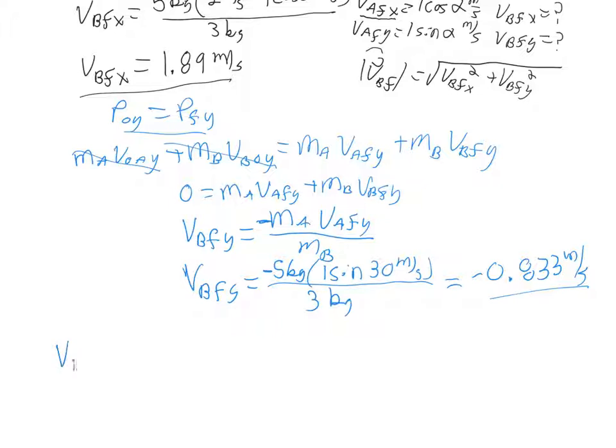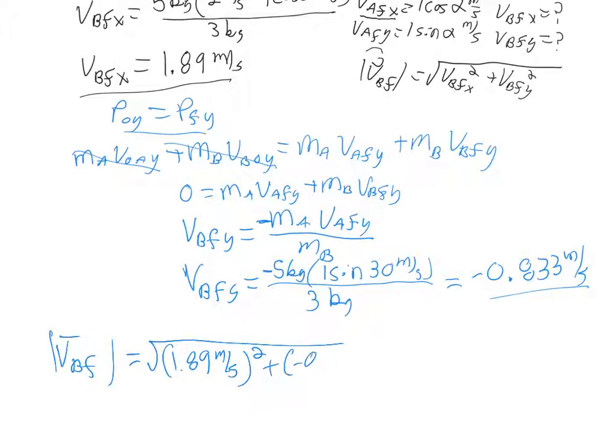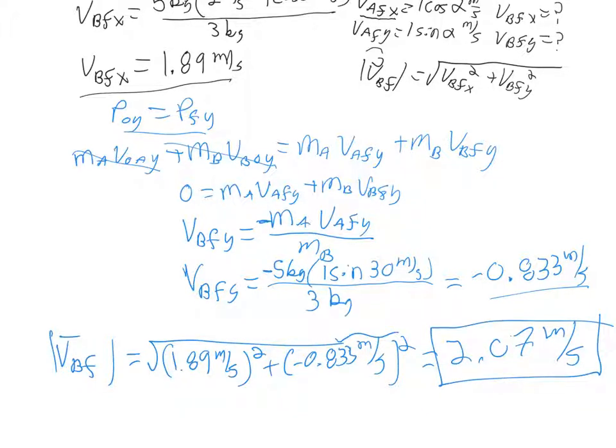So VB final then, the magnitude is going to just be equal to the square root of 1.89 meters per second squared plus the negative 0.833 meters per second quantity squared. So we do the math and we find that the final velocity is 2.07 meters per second. Boom, most definitely box worthy.